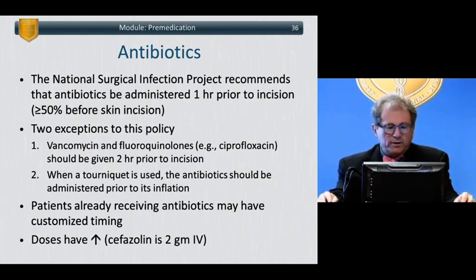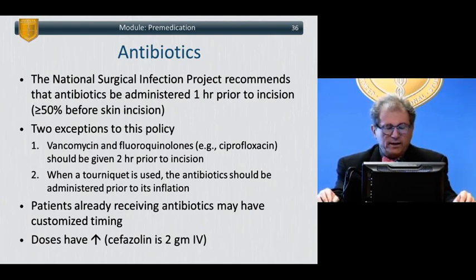The National Surgical Infection Project recommends that antibiotics be administered within 1 hour of incision, or at least 50% of it before skin incision, except for two groups. One is antibiotics such as vancomycin or the fluoroquinolones like Cipro, because these can be given up to 2 hours before incision. The second group is when a tourniquet is used: the antibiotic should be administered just prior to the inflation of the tourniquet in order to reach the source of the surgical site.